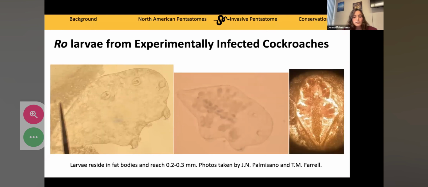So this is what larvae removed from the fat bodies of the infected roaches look like. That's where they migrate and encyst. They're quite small at this stage, about 0.2 millimeters, and they're not visible to the naked eye, but they do still, however, sport those 4 hook-like appendages that we've been talking about.